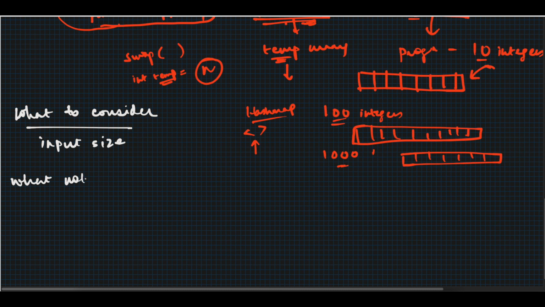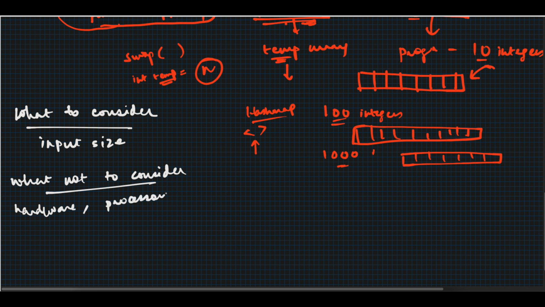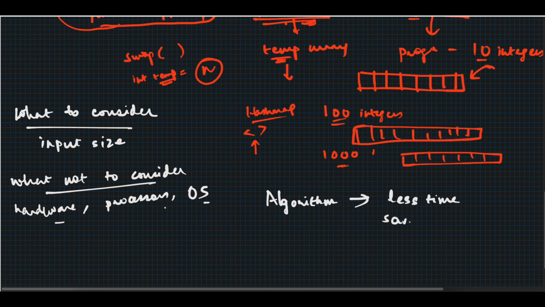When it comes to what not to consider, you are not going to consider the hardware where it is running. You're not going to consider the processors. You're not going to consider the OS. All of these are insignificant. When you're running the program, you cannot complain about these things. The only thing you can complain about is your input size. Okay, with that, the question now is: what makes a good algorithm? Very intuitively, we can say something which takes less time and something which occupies less space, like saves space.